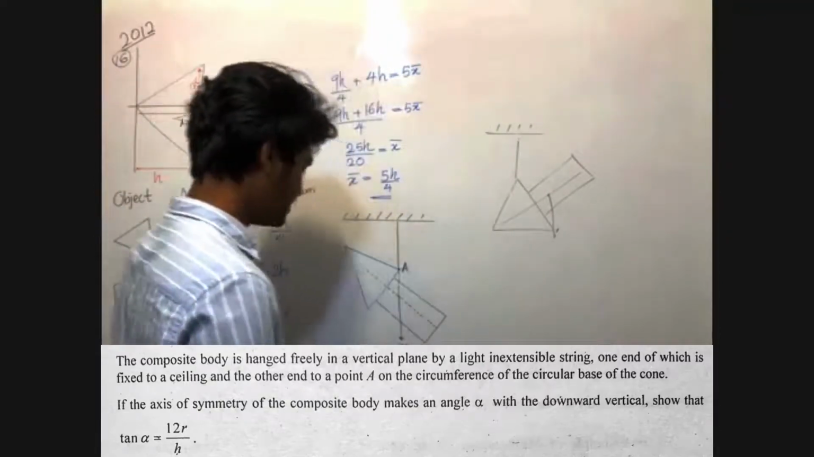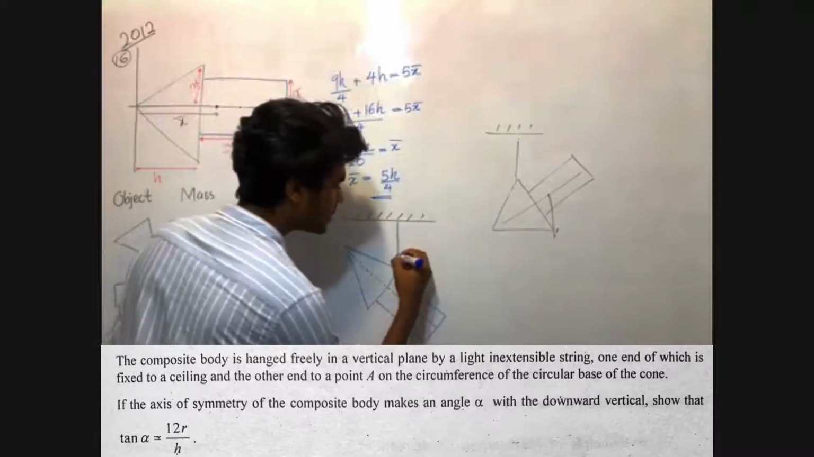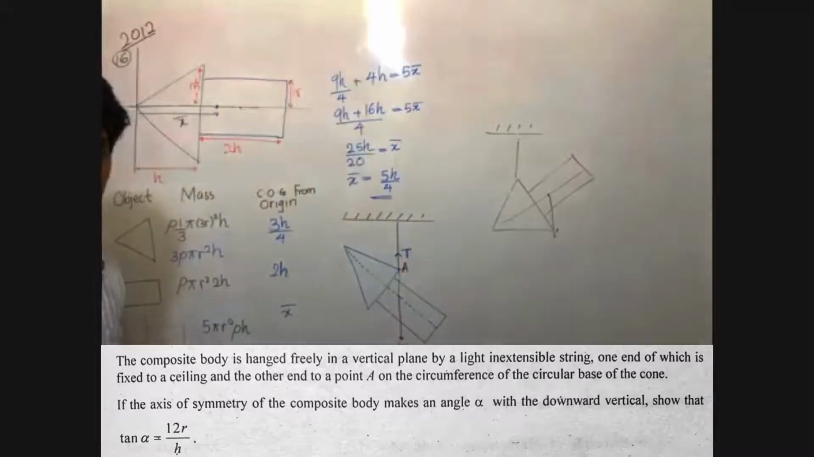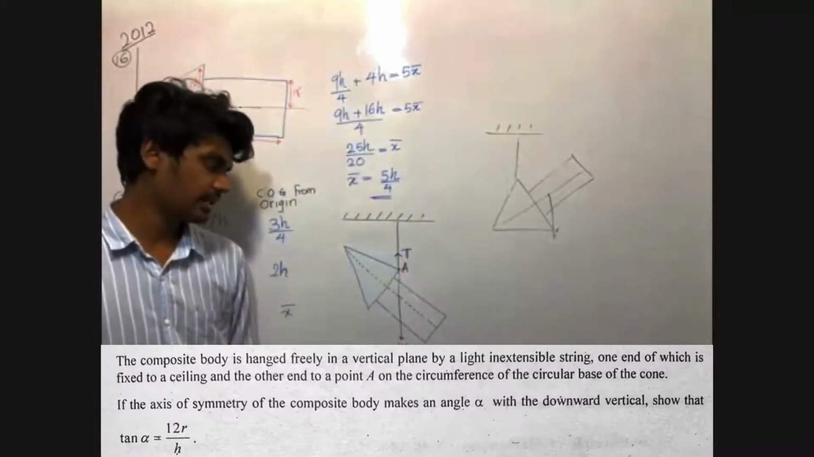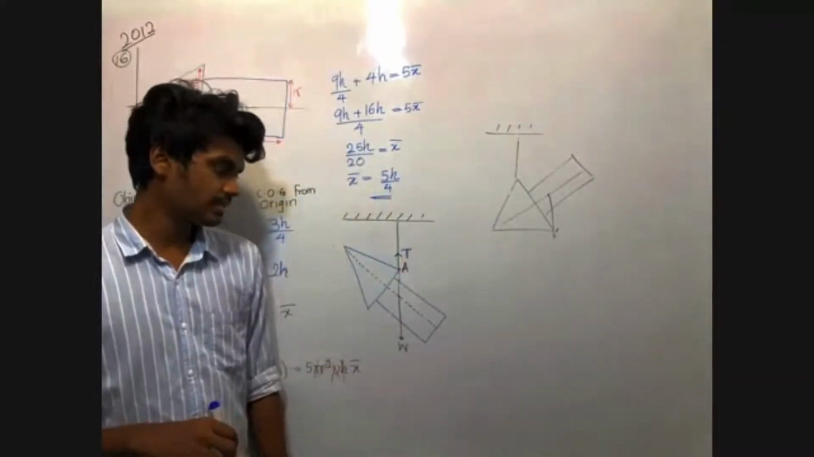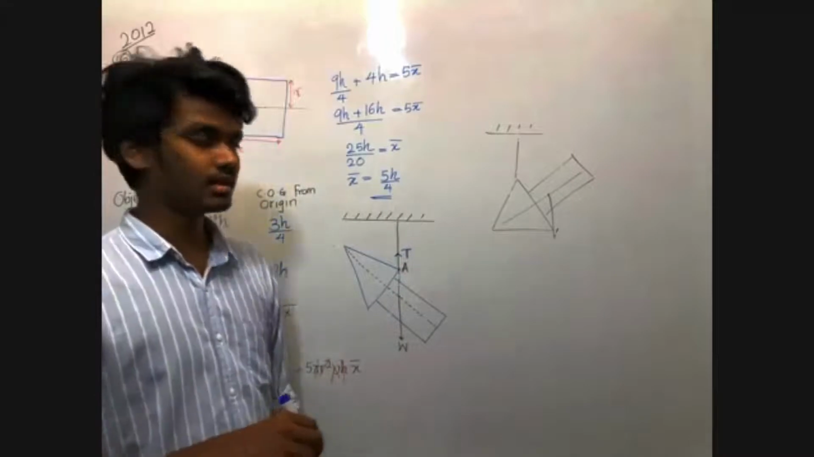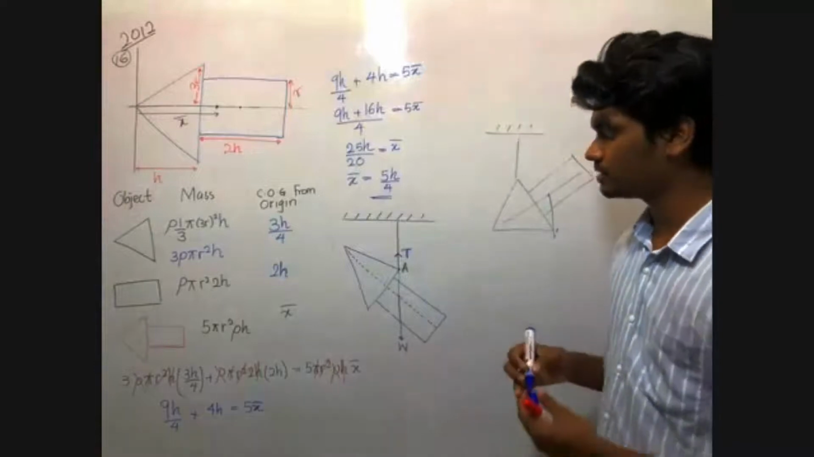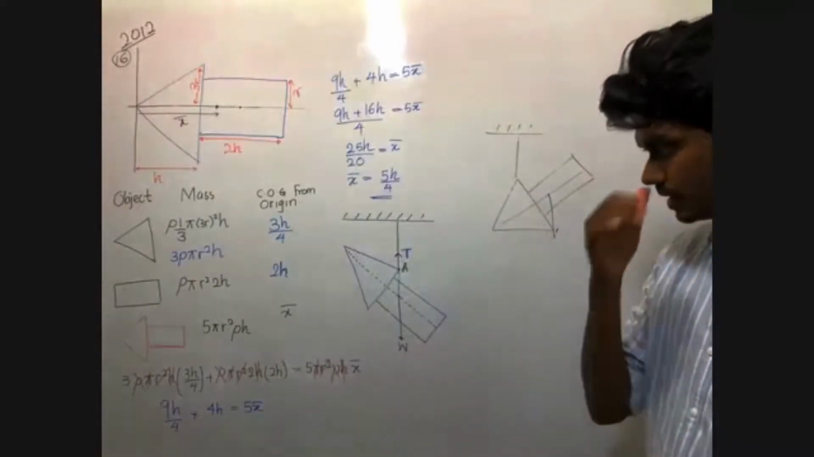So if it is hanged, obviously there's going to be tension. What else are the forces? Only tension and W, right? Because there are no contact surfaces and all, it's going to be easy.